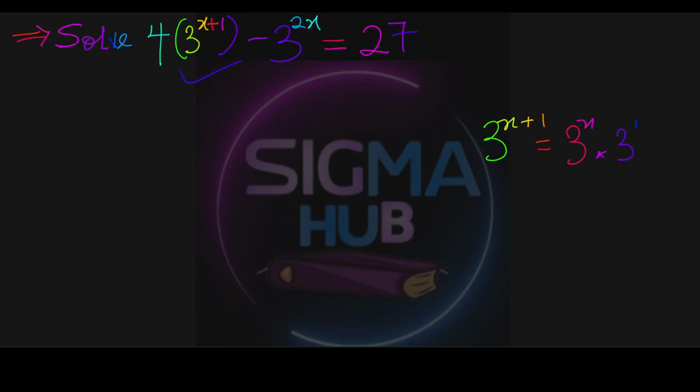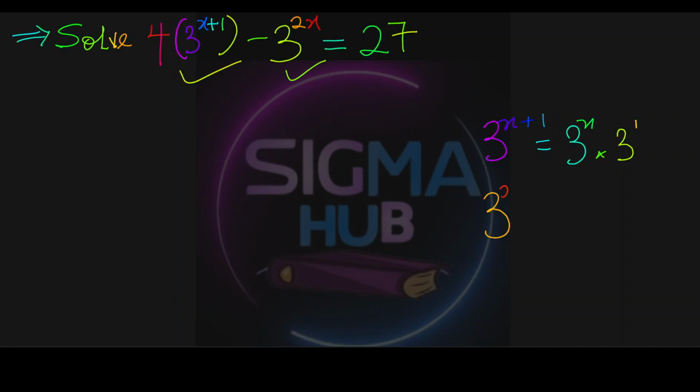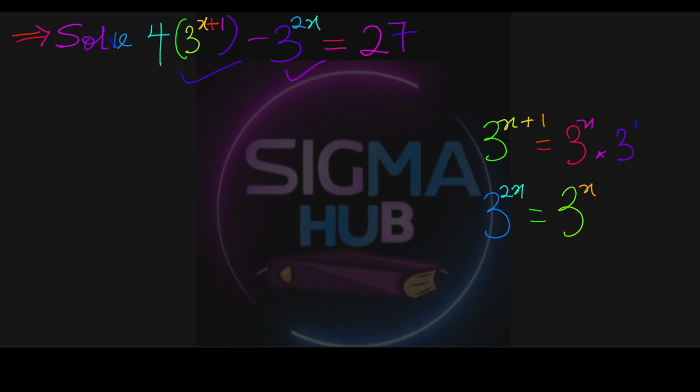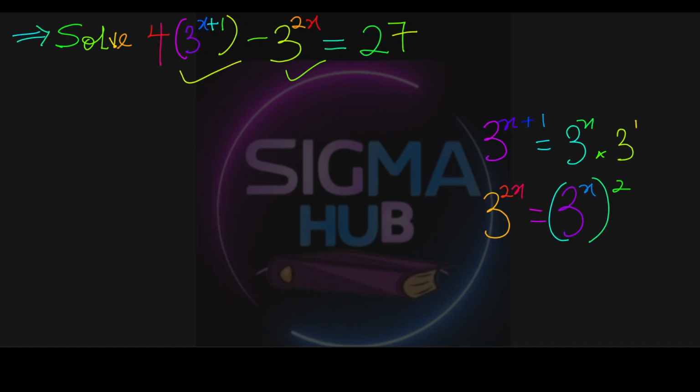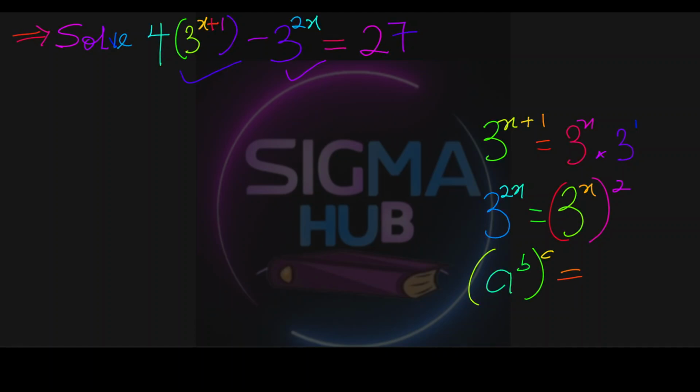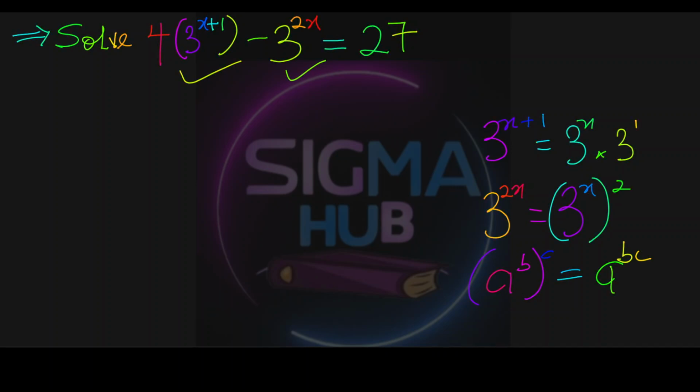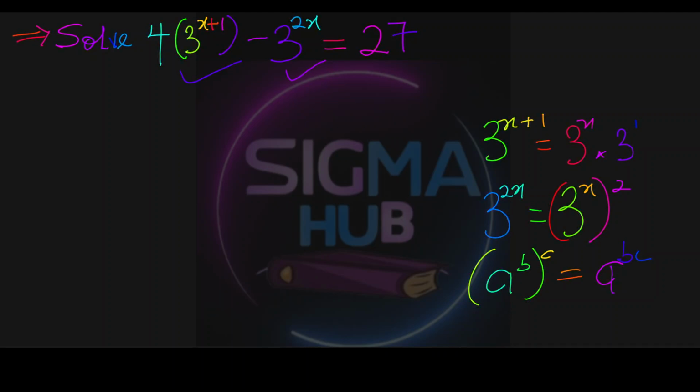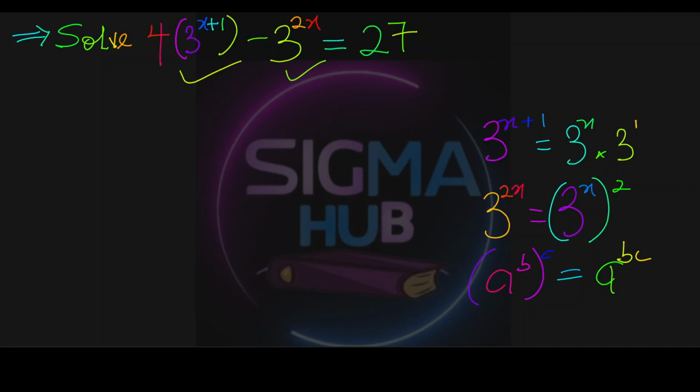At the same time, in your second term, 3 raised to the power of 2x is the same thing as 3 raised to the power of x, then raised to the power of 2. Don't forget, when you have a raised to the power of b, all in bracket raised to the power of c, you multiply the powers. It's going to give us a raised to the power of b times c, that's bc. And that's what I did here also. 3 raised to the power of 2x is written as 3 raised to the power of x, then raised to the power of 2 outside the bracket.